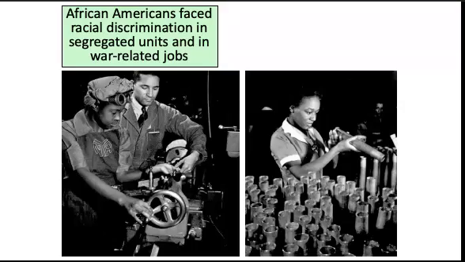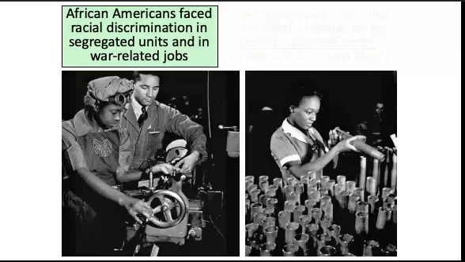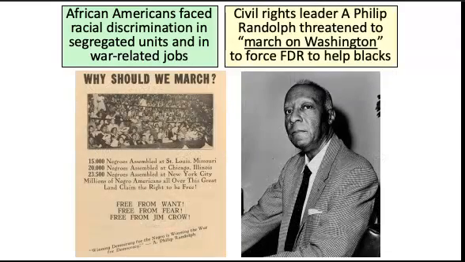Now, African Americans faced racial discrimination in segregated units and in war-related jobs. White resentment in urban areas led to dozens dying in race riots in New York and Detroit during the summer of 1943. Civil rights leaders encouraged African Americans to adopt the Double V slogan, one for victory over fascism abroad and one for equality at home.